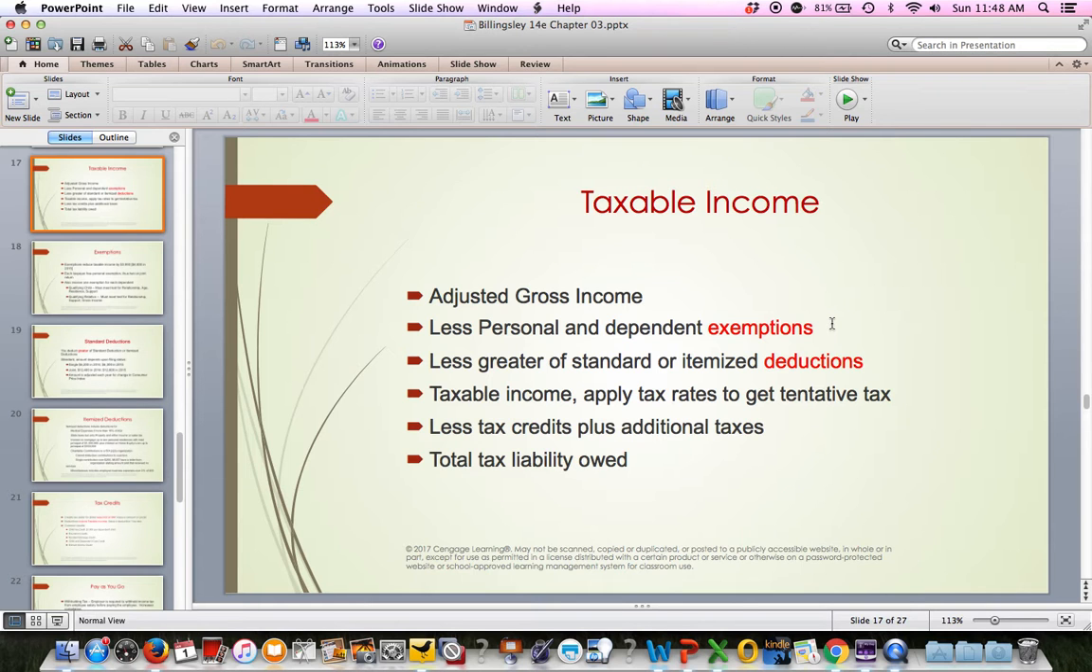Some common deductions include mortgage interest on your primary residence, certain medical things, property taxes, sales taxes. Those things are itemized deductions. There's lots of them. It depends on how much you're paying for mortgage or property tax. That might put you over the standard, but basically if you have more itemized than standard, you take the itemized. Taxable income, apply tax rates, and that's your tentative tax, and then you have credits.